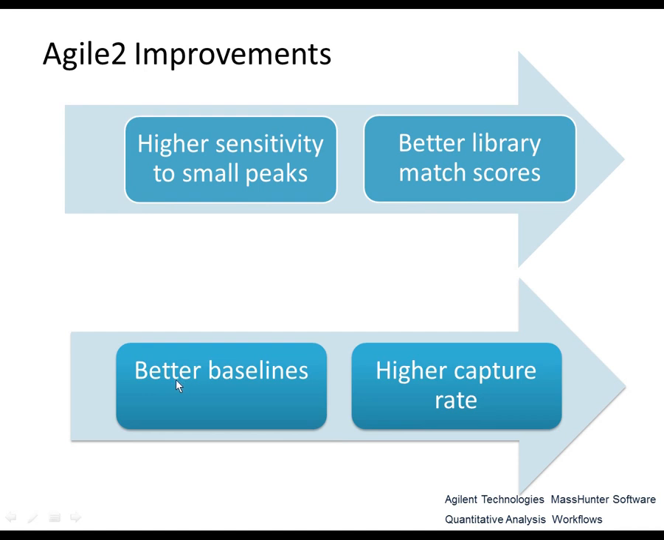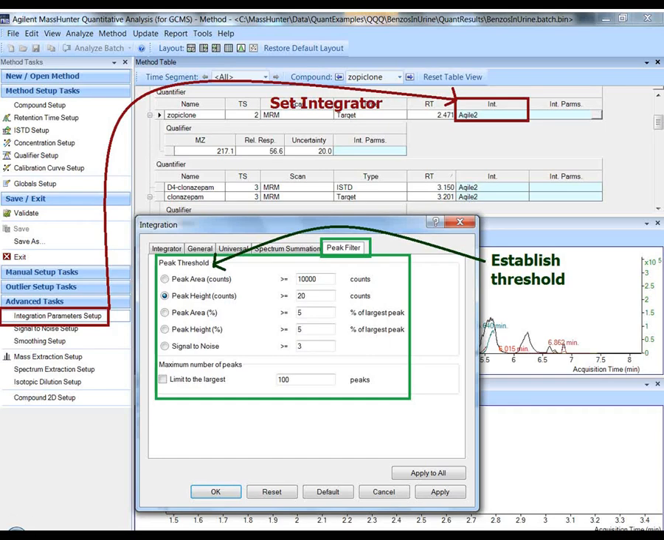Another benefit is better baselines, and with better baselines you can get a higher capture rate from your chromatogram because it can follow that local baseline. So a quick demo here.